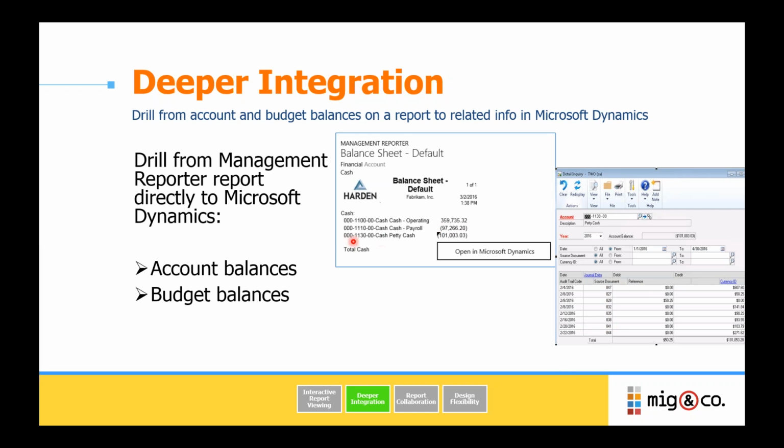So you can see our amount for the cash, petty cash. If I just highlighted that, I'll see a selection to open in Dynamics for that and locate the detail of this amount. And you can see the detail inquiry window inside of Dynamics opens up, and it opens with the same amount with the account balance, and then of course you have all the detail that makes up that amount. Let's go ahead and move on to the next item here.